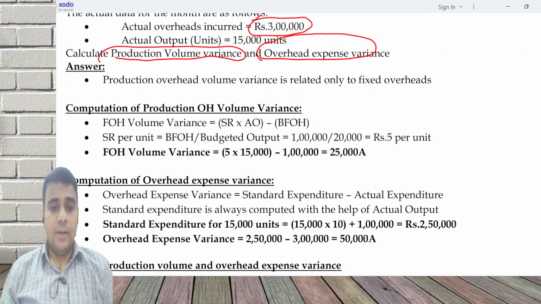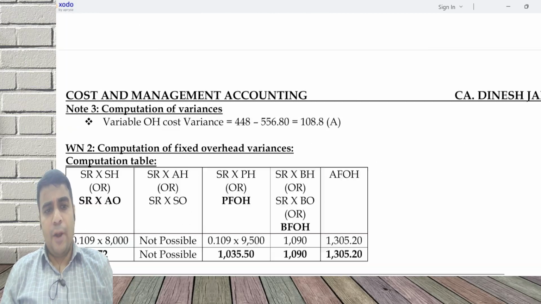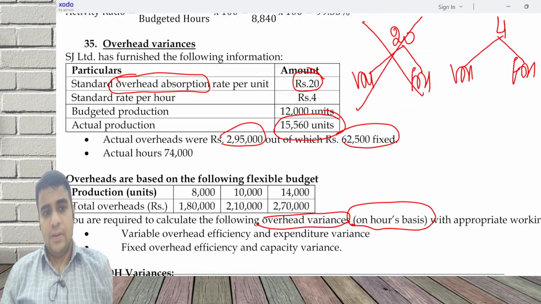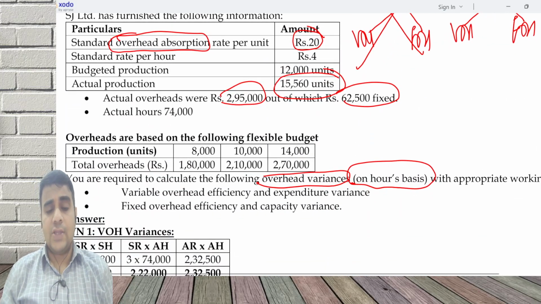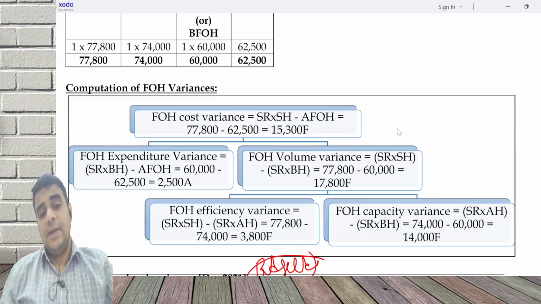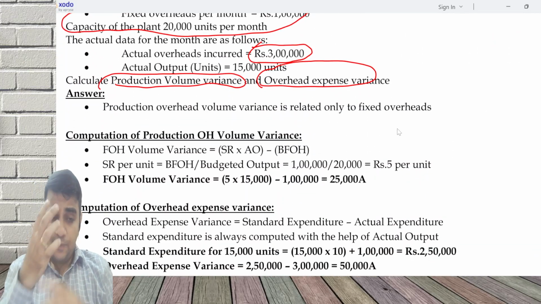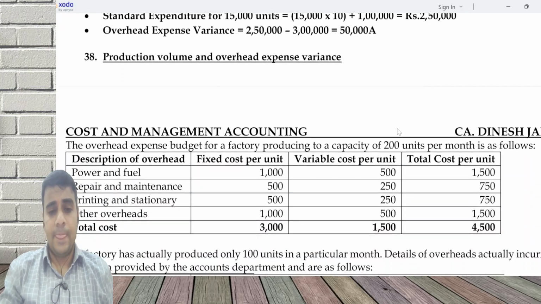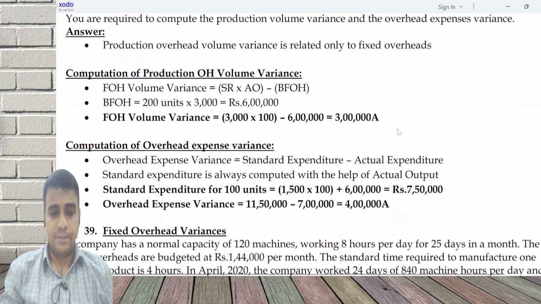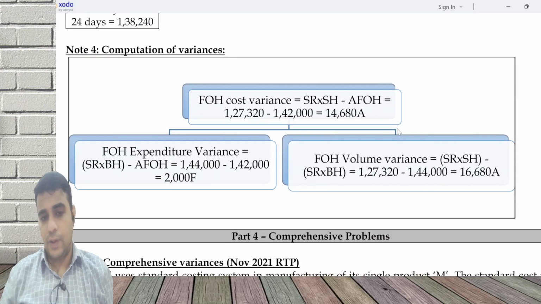We cannot split this into how much is variable and how much is fixed, because you don't know the breakup of actual. We did a problem like this earlier where they gave the breakup of actual overheads, 2 lakh 90, in which variable is this much and fixed is that much. Here the question has not given the breakup. If the breakup was given, we would do it separately for fixed overhead and variable overhead. 38 is homework. 39 is also homework. 38 and 39 both are homework.